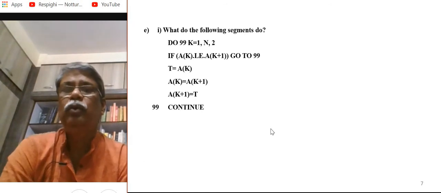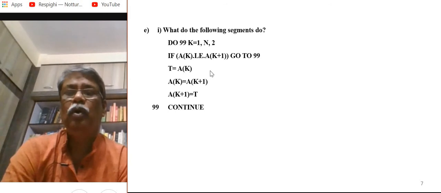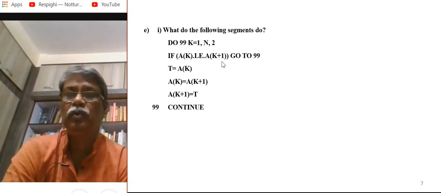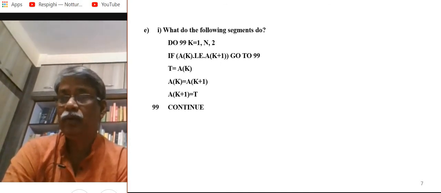And then what do the following segments do? So let me discuss it quickly. Okay, it goes for over k up to n with the increment of 2. Now some check criterion is there, and it tells that if the first a1 is less than ak plus 1, that means a2, then go to 99, that means it will continue. Okay, let us check the other way. If it is not so, that means if a1 is not less than a2, then what happens?